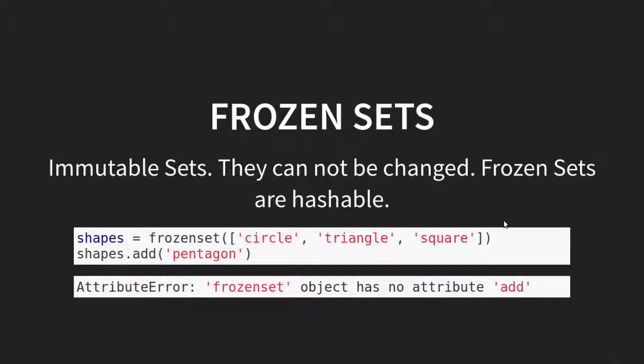Frozen sets, immutable sets, they can't be changed. Frozen sets are hashable. Remember when earlier we were saying how normally a set can't be a member of another set? A frozen set can, because they are hashable, and that's because they're immutable. So here we go. We specifically call frozenset, and we treat it basically just like a normal set, except instead of just calling set, we call frozenset. And now, just to test things out, we're going to try to add pentagon. Well, it's not going to let you do that, because it's a frozen, immutable set. It's frozen. It can't be changed.